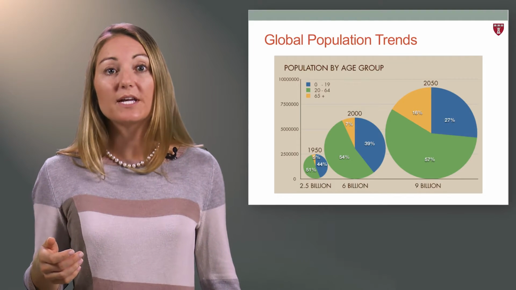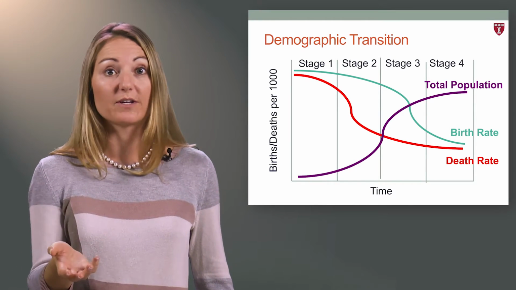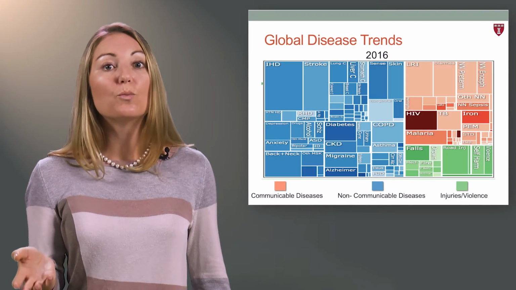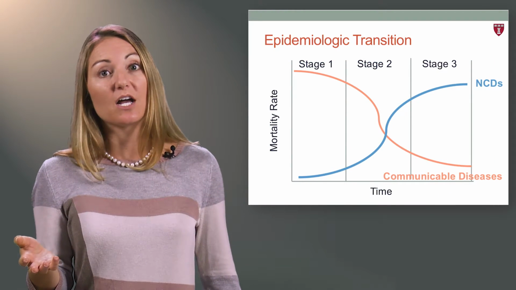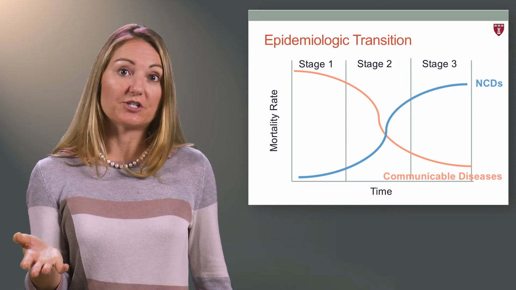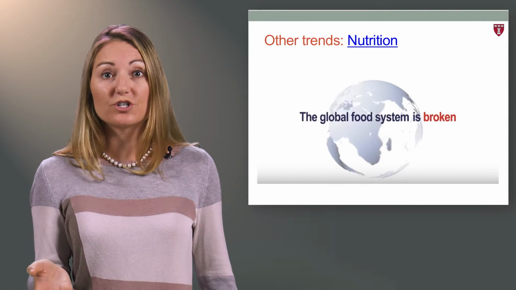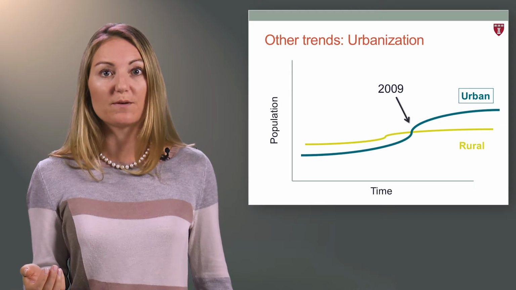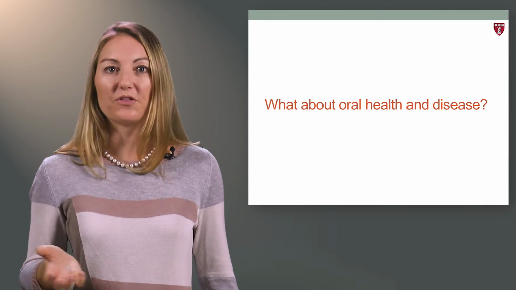Topics covered in the module include global population trends, demographic trends and transitions, the demographic transition theory, global disease trends, the global burden of disease study, epidemiologic trends and the epidemiologic transition theory, as well as other trends like nutrition transition and urbanization. The second part of the session then considers what about oral health and disease.